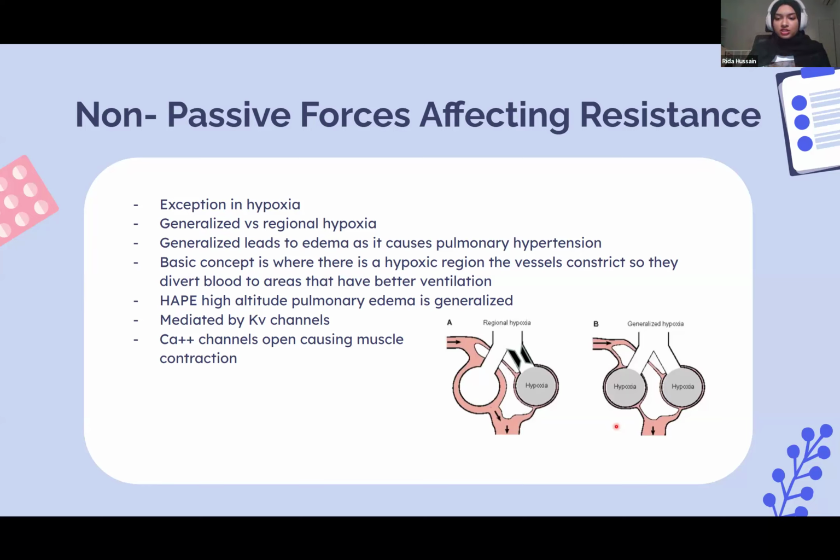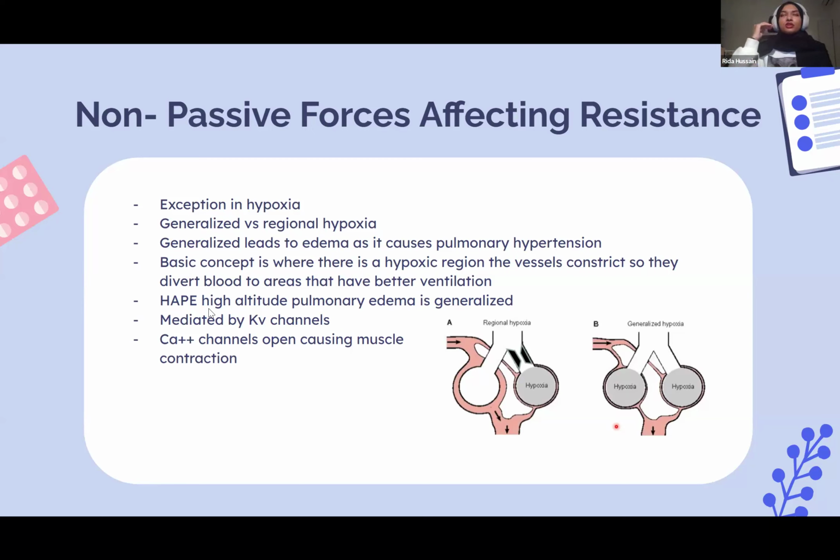However, in generalized hypoxia, there's hypoxia everywhere, in every alveolus, right? So where does the blood direct its blood to? It can't. So this causes hypertension because there is ultimately constriction of blood vessels in every single alveolus because of the hypoxia, because of the less oxygen in the blood. This causes pulmonary hypertension, which eventually leads to pulmonary edema. This is a specific case related to high altitude. It's called HAPE, high altitude pulmonary edema.